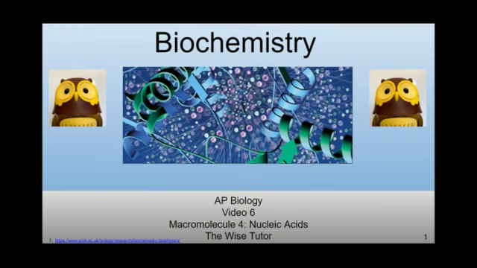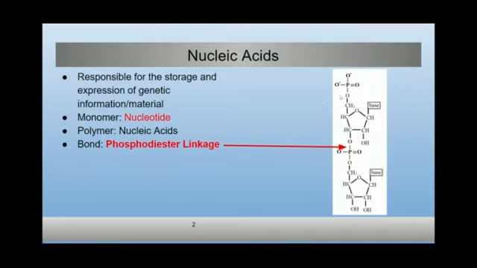Today's video is video number 6 in the AP Biology sequence. We've got the fourth macromolecule, which is nucleic acid, and this is our biochemistry unit. Nucleic acids are responsible for the storage and expression of genetic information or material. There's definitely a whole unit of biology that we're going to get into in the future that is dedicated to nucleic acids and DNA and RNA. But basically, just know that this is maybe a sneak peek into the future unit.